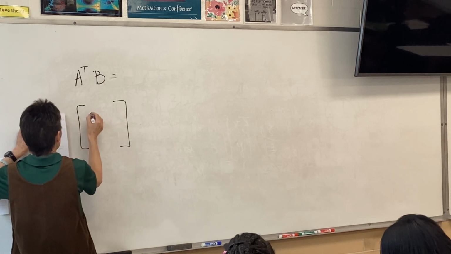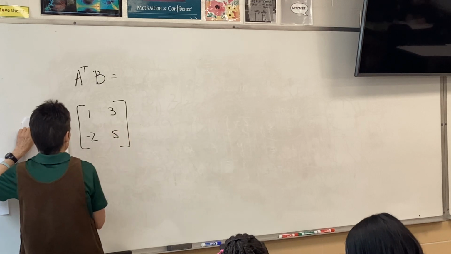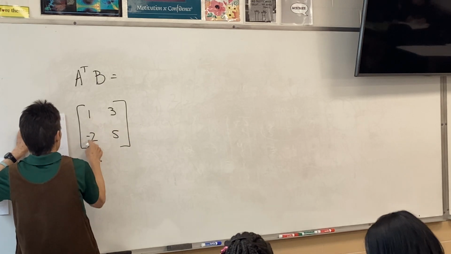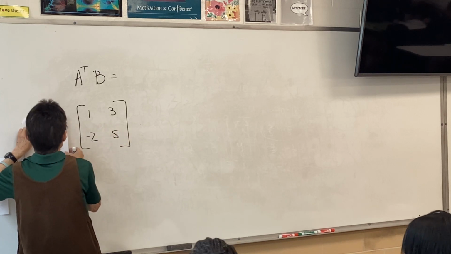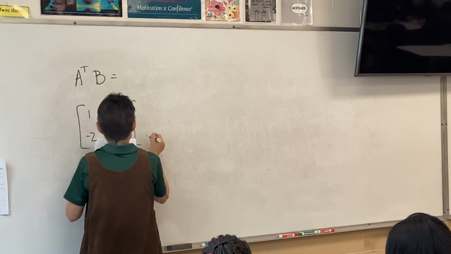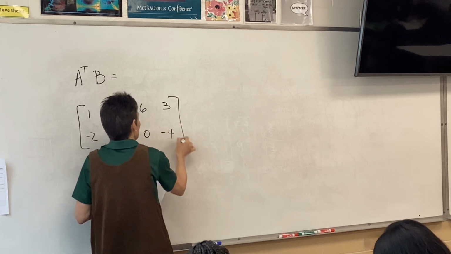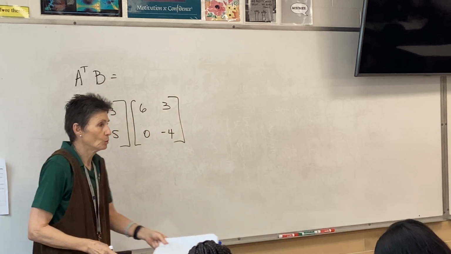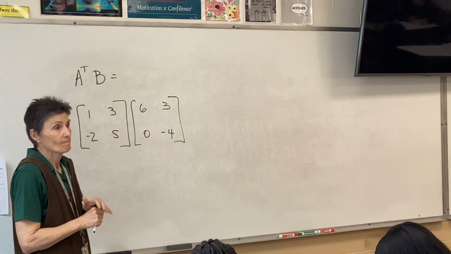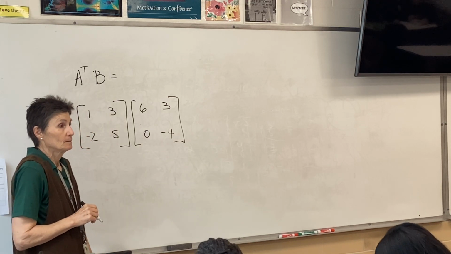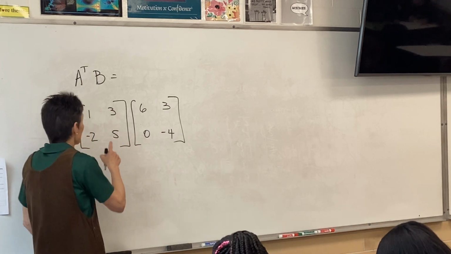A transpose will look like this. So first row becomes first column, second row becomes second column. And then I'm going to multiply that times matrix B. Anybody remember the rules for multiplication of matrices? Is that the same amount of rows and columns? No, but part of it has to match.